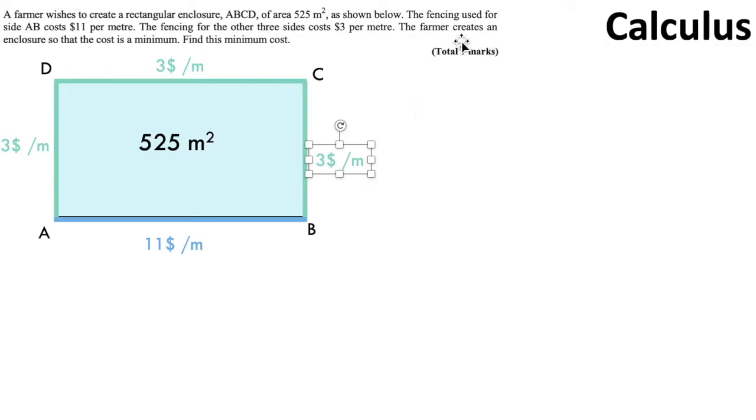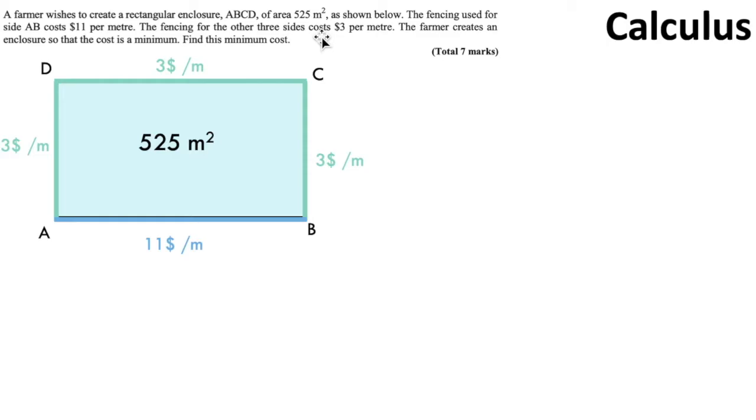Okay, then the farmer creates an enclosure so that the cost is a minimum. Find the minimum cost. Okay, so once again, you can tell that this question is going to be optimization, and the reason is because of this part right here, because you want the cost to be at the minimum. So if the question was also asking for the maximum cost, that would also be an optimization question. Okay, so I do recommend though that if you want to do this question on your own, at least try it, you can pause the video now.